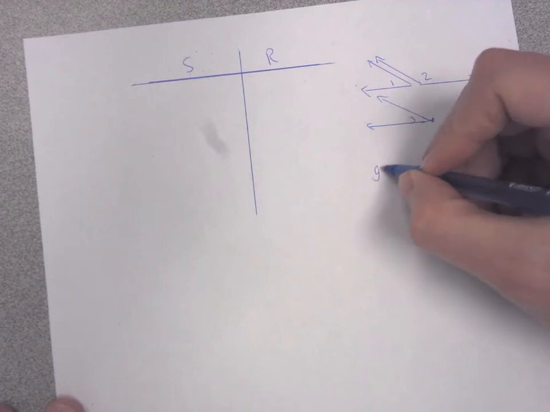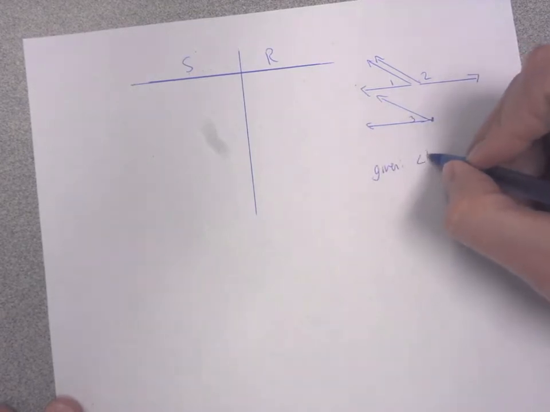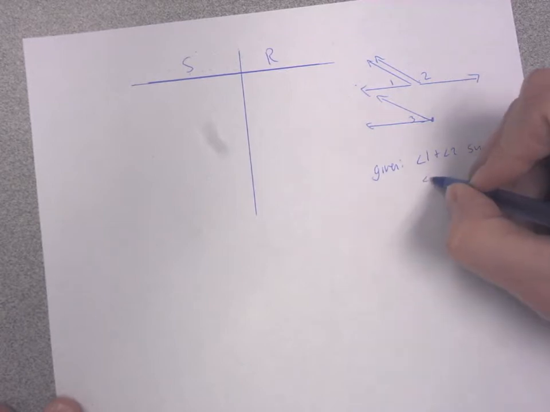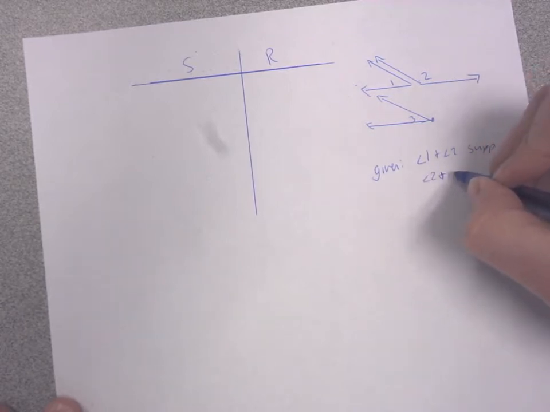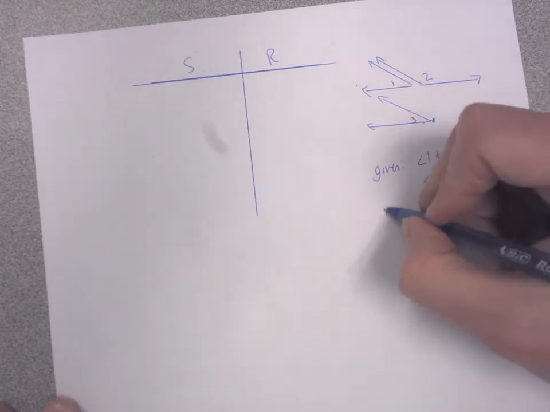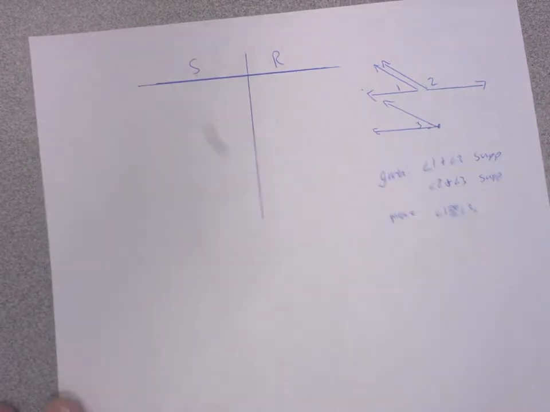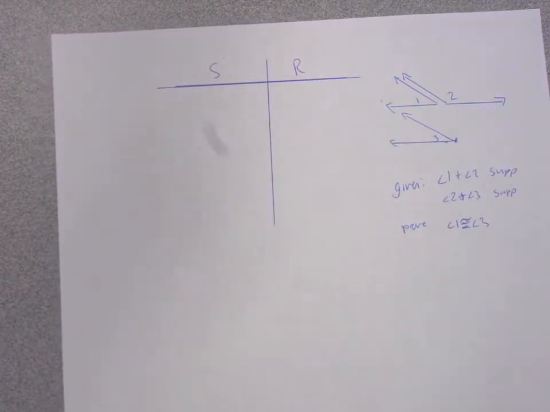Okay, so given angle 1 and angle 2 supplementary, I'm going to abbreviate here, angle 2 and angle 3 supplementary. Okay, what we're going to try to prove is that angle 1 is congruent to angle 3. But we can't use specific measurements again. We have to use kind of algebra and unknowns.